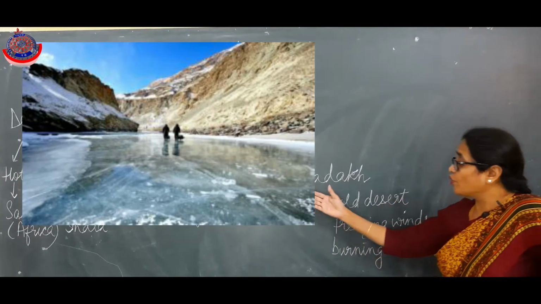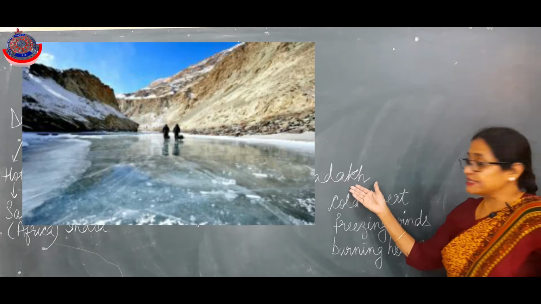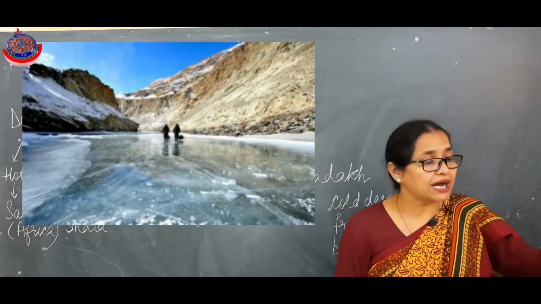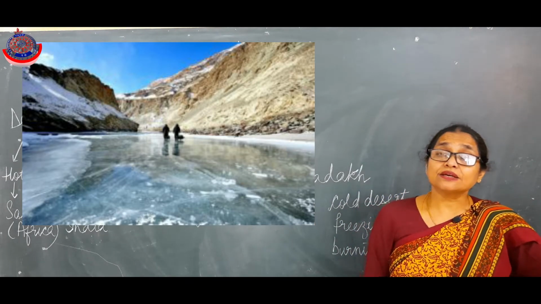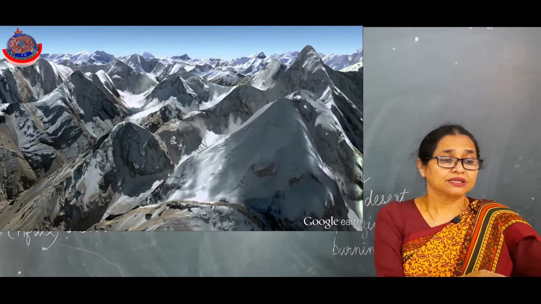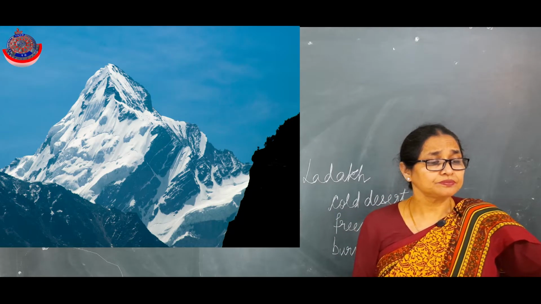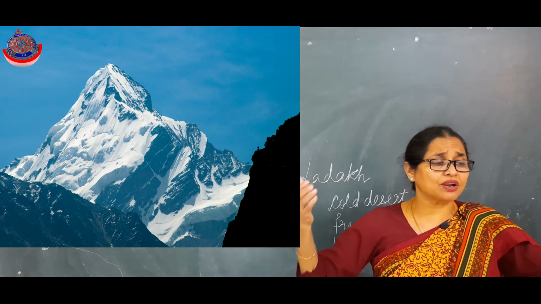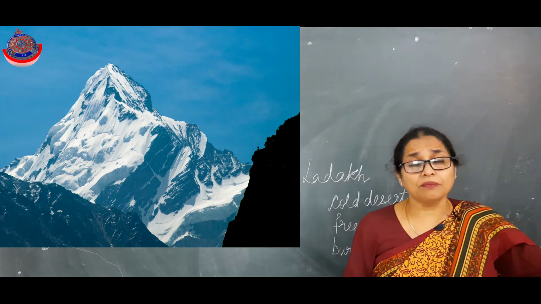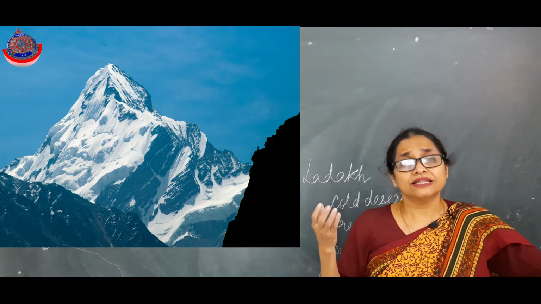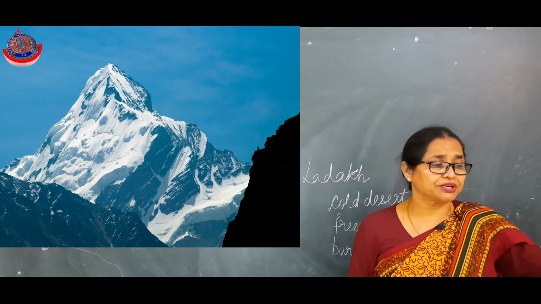Now switching over to the cold desert of Ladakh. It is a cold desert. The Karakoram range in the north and the Zaskar mountains in the south enclose it. Many rivers flow through Ladakh. Several glaciers are also found, for example, the biggest, that is Gangotri Glacier.